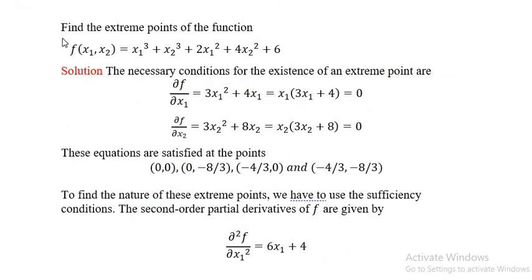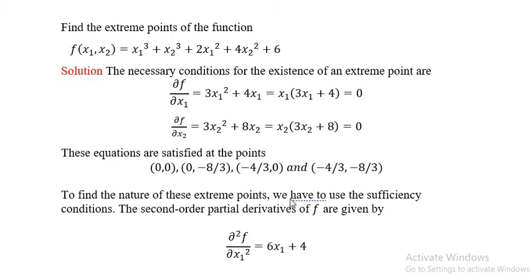Now we can see an example. Find the extreme points of the function f of x1, x2 equal to x1 cube plus x2 cube plus 2 x1 square plus 4 x2 square plus 6. For finding the solution, first of all, we will find the necessary conditions for the existence of the extreme point. That is, first calculate the first order partial derivatives dou f by dou x1 and dou f by dou x2. Then equate to 0. We will get the extreme points. The points are (0, 0), (0, minus 8 by 3), (minus 4 by 3, 0), and (minus 4 by 3, minus 8 by 3).